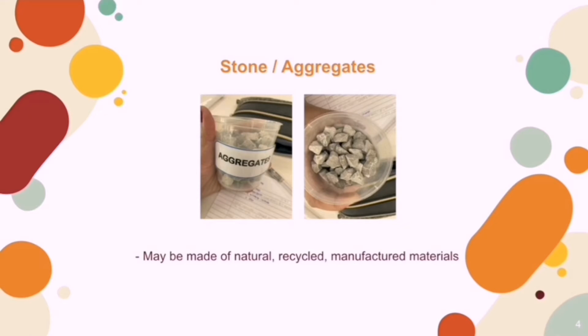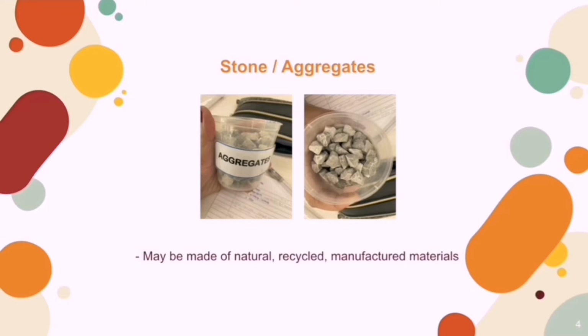Okay, so thirdly, I'm going to talk about stone or aggregates. An aggregate means any particular material which varies from crushed stones to sand, geosynthetic aggregate, slag, or recycled concrete. It may be made out of natural, recycled, or manufactured materials.